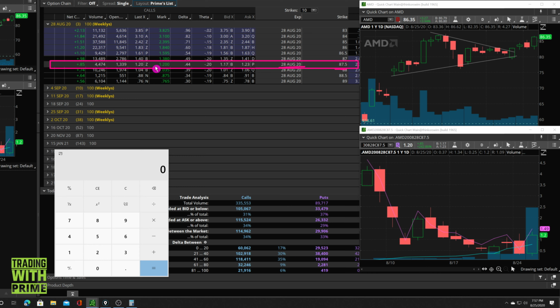I'm going to go over here. Mark is just the price in between the bid and the ask. I want to know what that price is. I try to beat that price, or I try to come under that price, depending on if I'm selling or if I'm buying. Last, of course, is the last traded price, which is also the mark in this case. Open interest is the number of contracts that are out there that have not been exercised. And then volume is the number of contracts that are traded throughout the day.